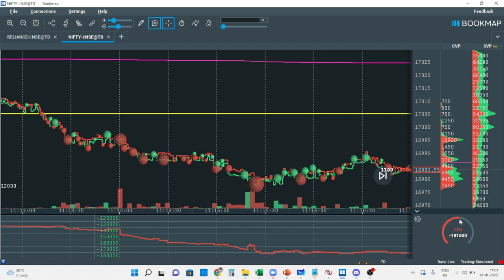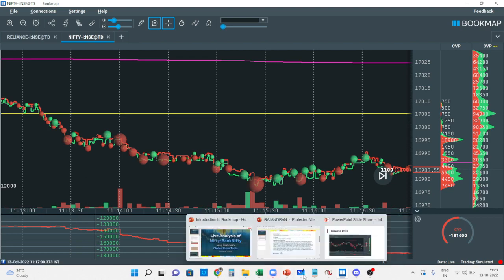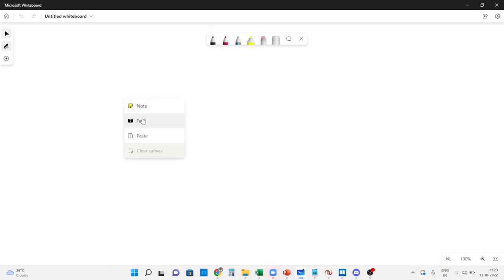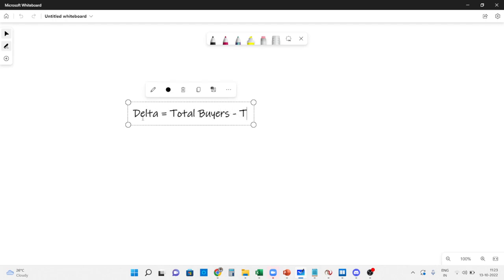So what is CVD? CVD, as I said, is nothing but cumulative volume delta. Delta is a simple concept: total buyers minus total sellers. So what is delta? Let me put a formula over here. The delta is nothing but total buyers minus total sellers.